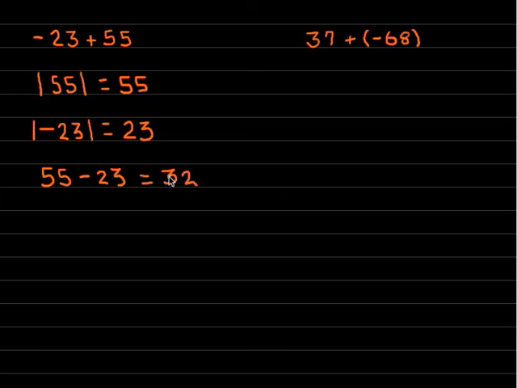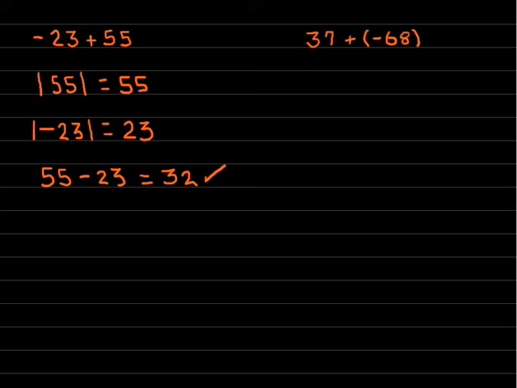Finally, I look at the signs of my two numbers. 55 was positive, 23 was negative. The sign of the number with the larger absolute value becomes the sign of my answer. So it's got to be positive. Since 55 has a bigger absolute value than negative 23, the answer is 32, and I'm finished.